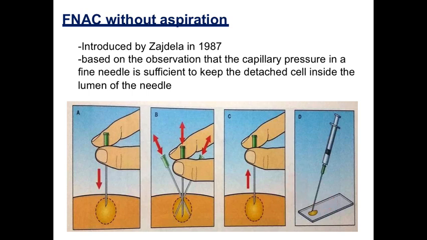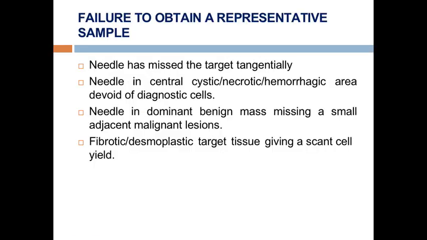So this makes use of the principle of capillary pressure. When you put it in, by capillary pressure the cells get sucked into the needle and reach the hub, and that is what we put onto the slide and study. Now, failure to obtain material, what can happen, what is the problem?